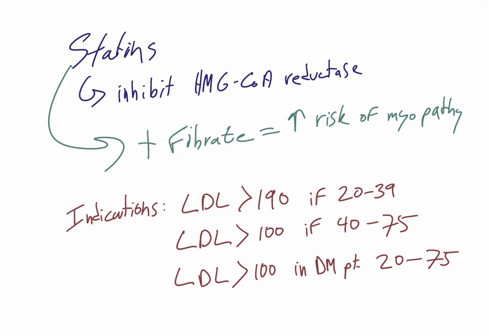Now, for the ranges of LDL in relation to statin administration, you have to know that an LDL of above 190, if the patient is age 20 to 30, is called for. If the LDL level is over 100 in patients aged 40 to 75, that is also called for. Also, if the LDL is over 100 in any diabetic patient aged 20 to 75, they're getting a statin. So that is the trio. These are the cutoffs that you have to remember. Statins are not typically given to patients under the age of 20, except in rare conditions like familial hypercholesterolemia.